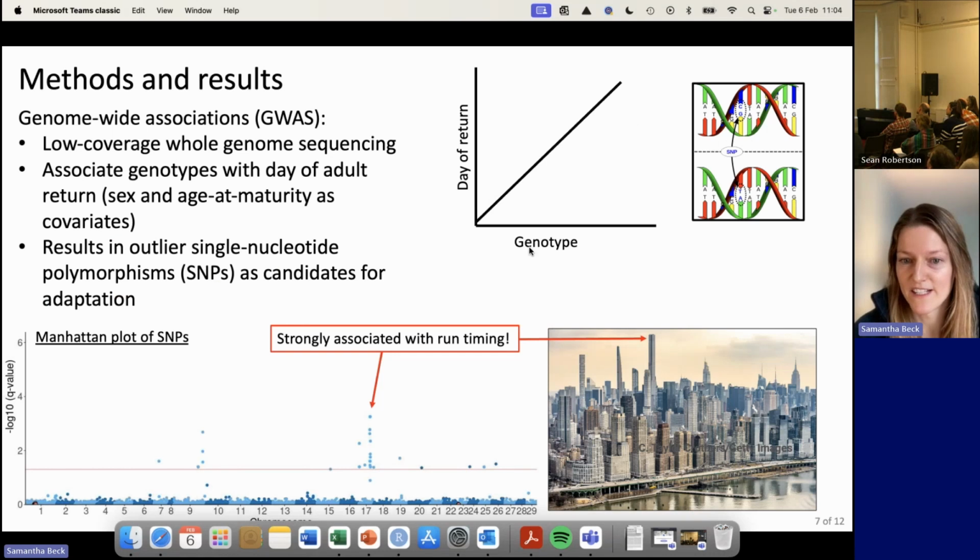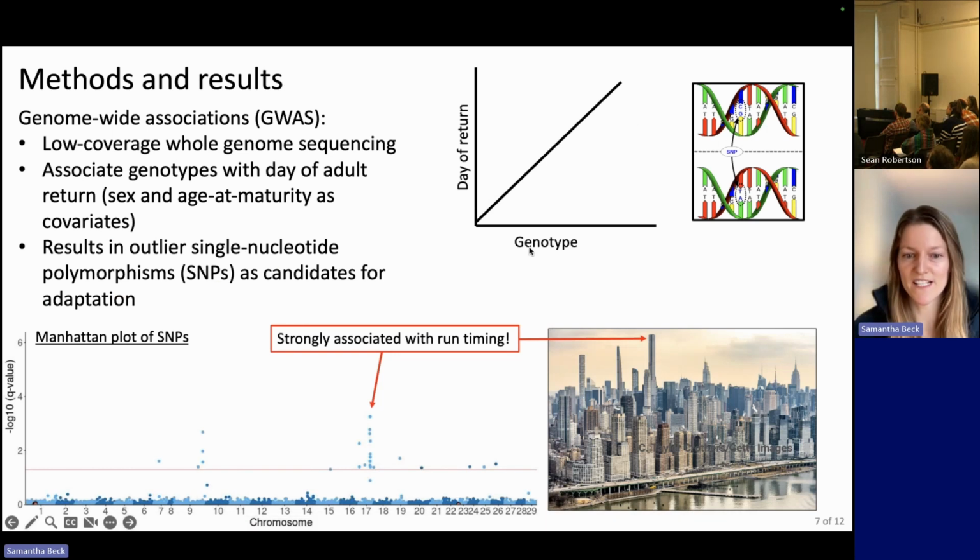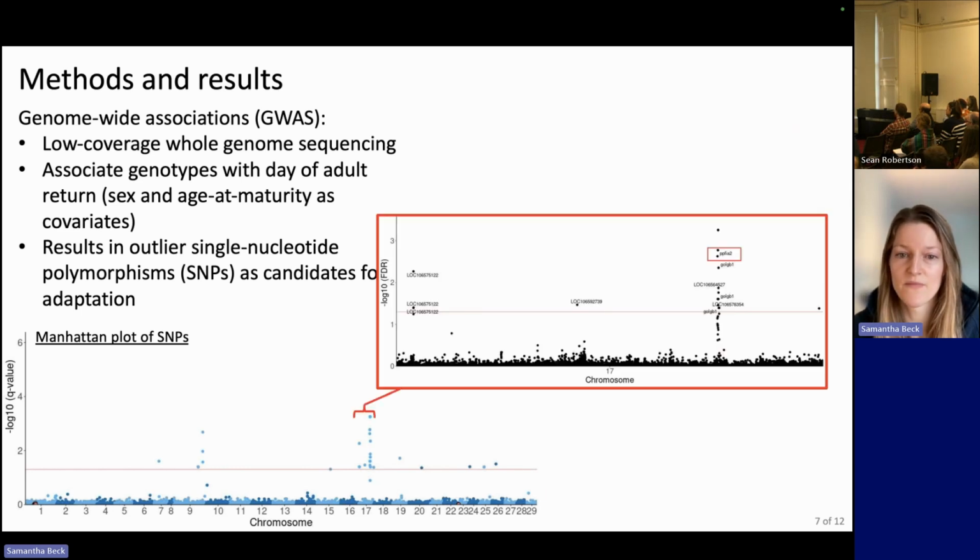So what we get then is these Manhattan plots. A Manhattan plot is simply, if you look at Manhattan in New York, you can see these big skyscrapers. And these big skyscrapers are showing us that they're strongly associated with run timing. On our results, you can see p-value or q-value, because we've corrected for multiple tests, on the y-axis, and chromosomes on the x-axis. And on chromosome 17, we had this huge peak, which shows that there's something here that's really strongly associated with run timing. And if we zoom in, you can see that this gene PPFI2 is the most outlier, it's a SNP overlapping PPFI2 that's the highest p-value.